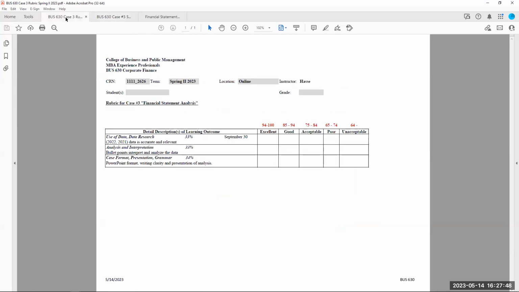Here is the rubric of how I'll be grading it. Basically a third, a third, a third based on how you get your data, a third on your analysis and interpretation, and a third on your format, your presentation. Just don't throw a bunch of numbers on a slide and then expect to get a very good grade for your format and presentation ability. Got to spend a little time, make this a little jazzy. This rubric is also located in your Blackboard.